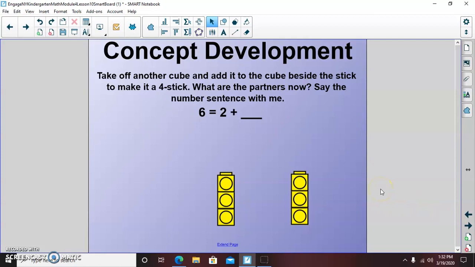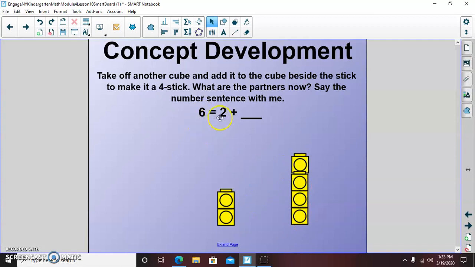Maybe 2 more if we really want a challenge. Now, they want us to take another cube off to make this one a 4 stick. So we're going to do that right now. And we have to figure out our partners. So we know, let's count our whole. I think we know it. 1, 2, 3, 4, 5, 6.